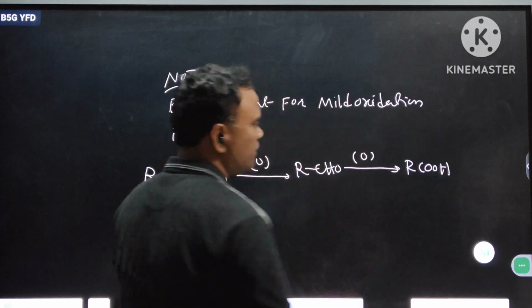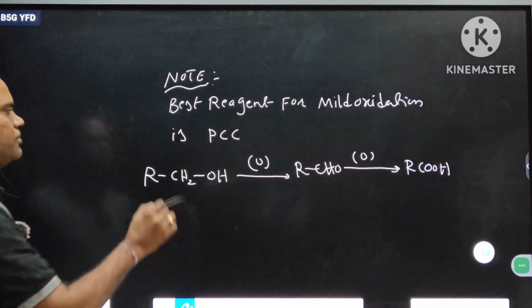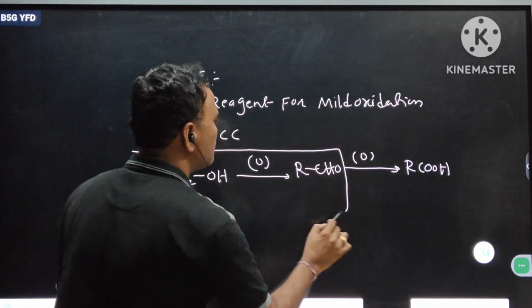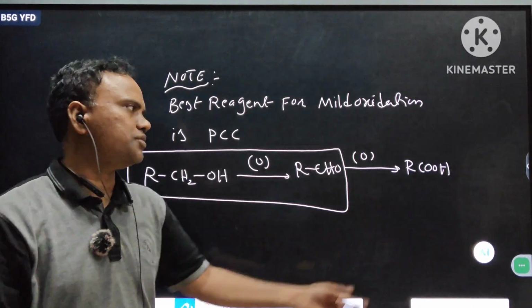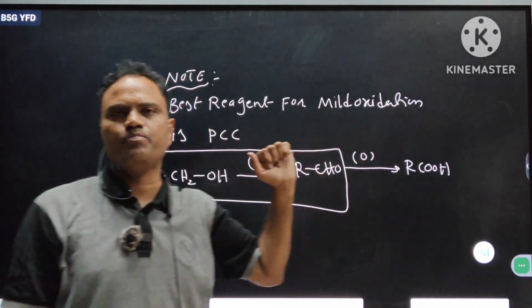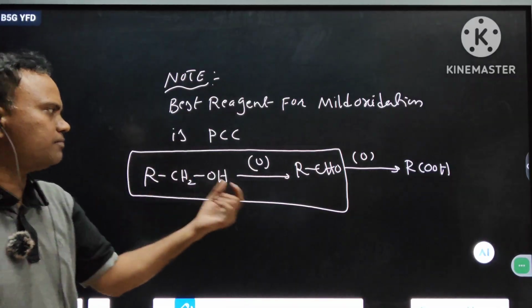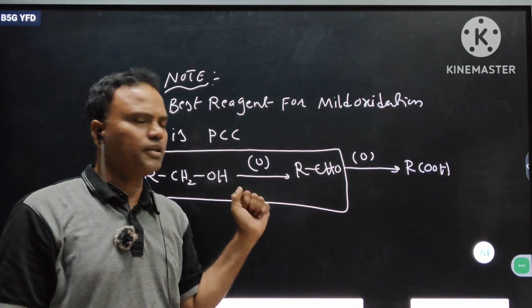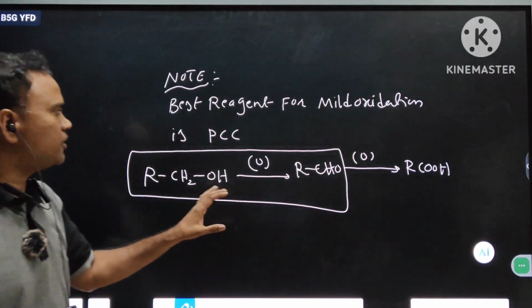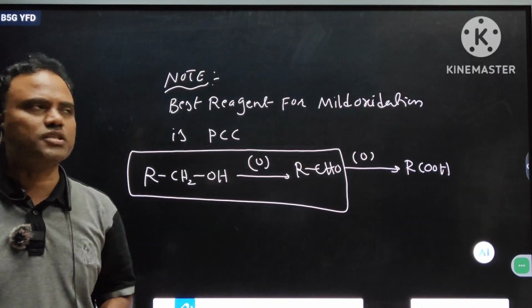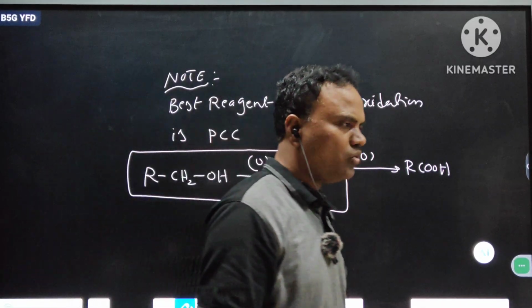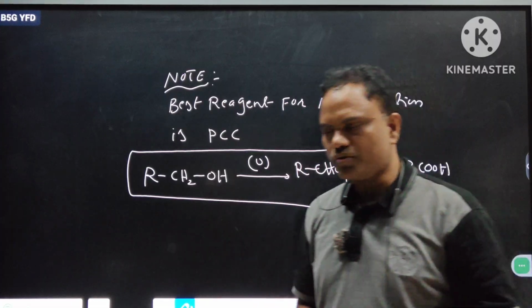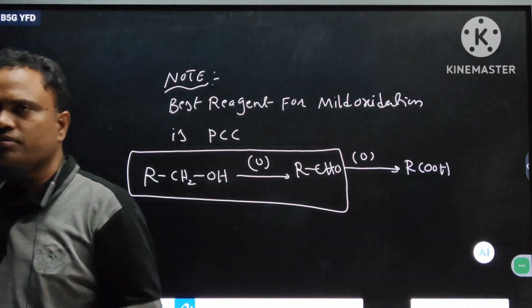This is the scenario actually. Clear? But how to stop at the aldehyde only? By using PCC. This is called over-oxidation product. Over-oxidation products can be neglected, means inhibited by using PCC. That's why PCC is the best reagent for the oxidation. Reason is over-oxidation products cannot be produced. That is the reason. Okay.